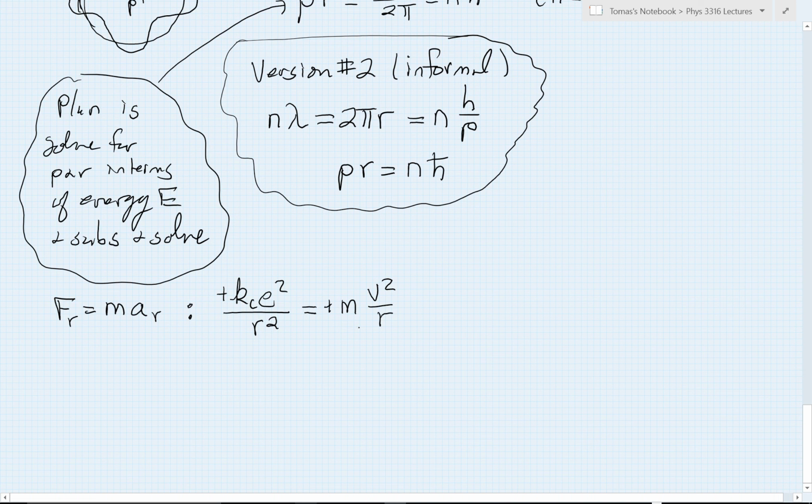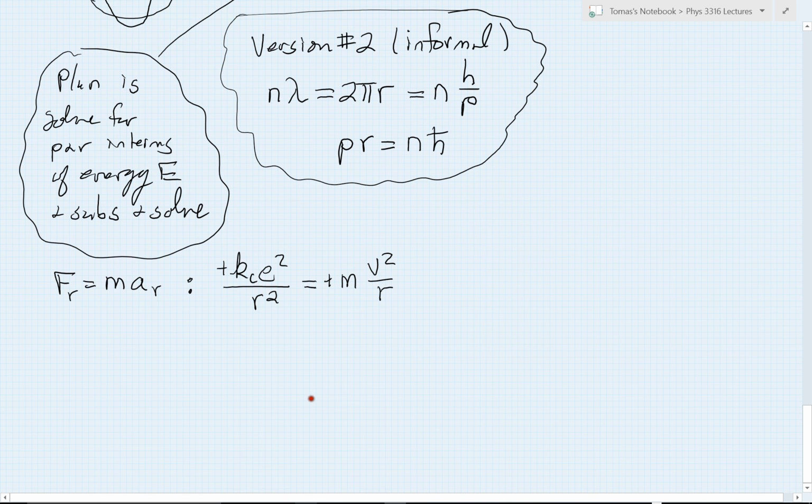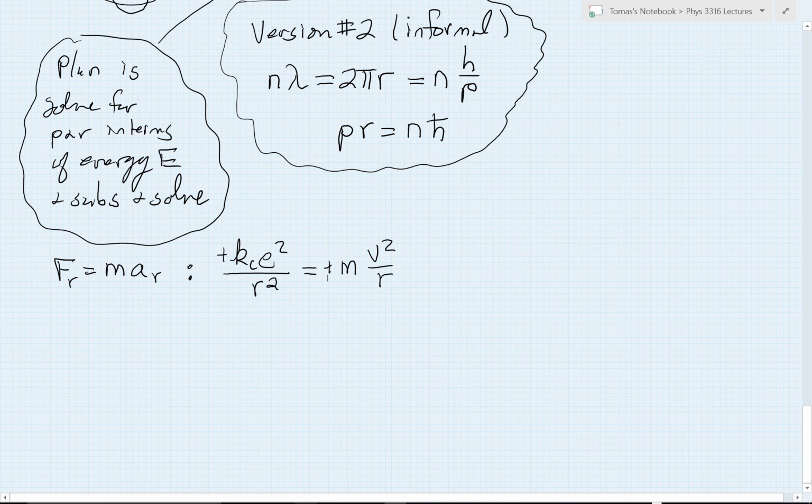And this combination is very tempting. Notice I've got mv squared. That's almost exactly kinetic energy. So it would be useful to solve for the kinetic energy, because ultimately I want to relate everything to energy so that I can carry out my plan of attack. So let's start with that. So let's get 1/2 mv squared.